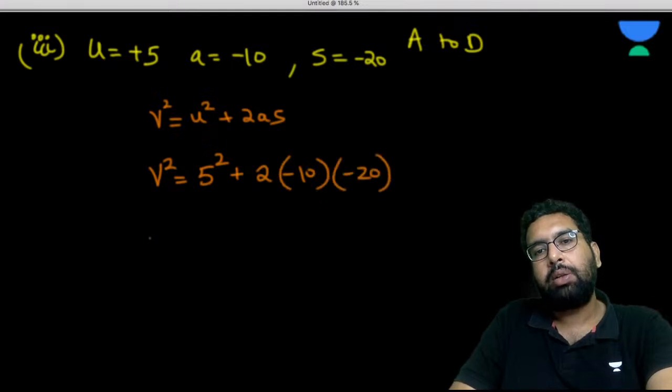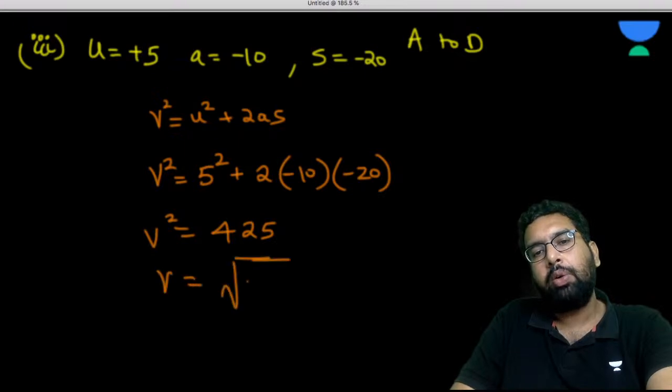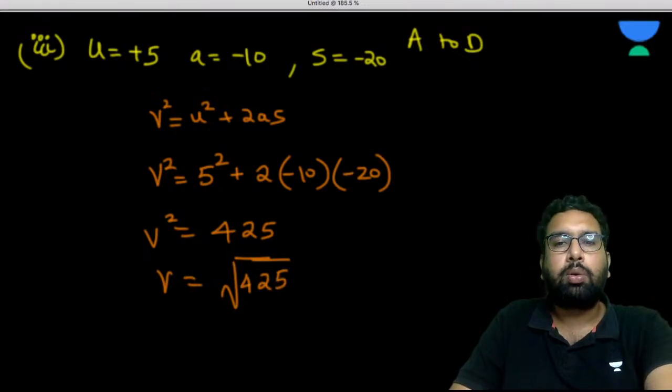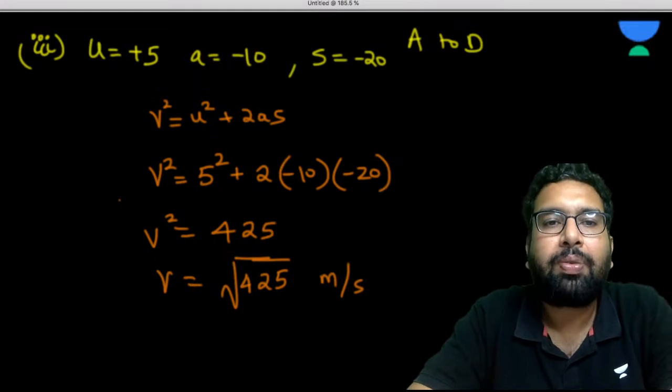Okay, so how much is it going to become, sir? It is going to be 425. Right, so v square is equal to 425. So v is plus minus root 425. What is going to be the speed? It is obviously root over 425 meter per second. I hope it is fine to everyone.